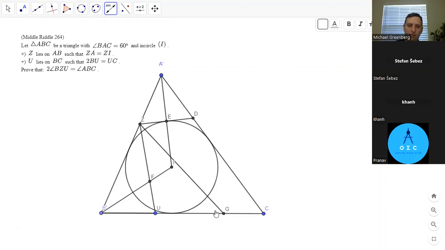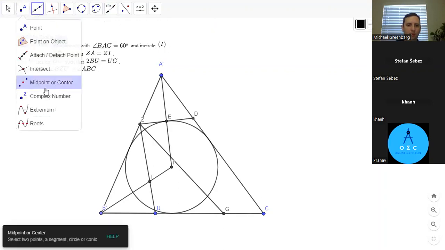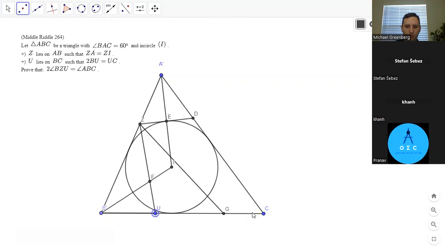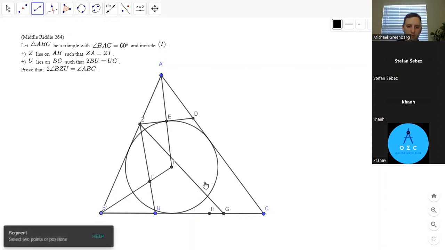Introduce the midpoint of CU. Now, ZU is parallel to DH. Okay.